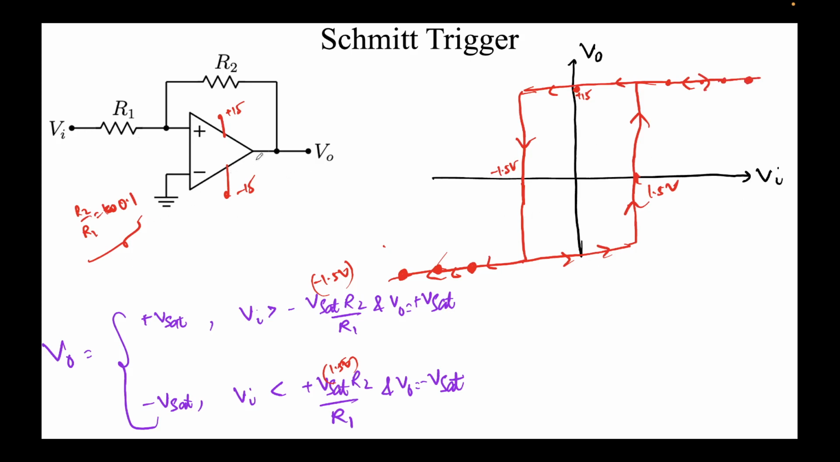Alright, so you can see that the switching from low to high and high to low depends on what was the past. If it was high earlier, the switching will happen at minus 1.5. However, if it was low earlier, the switching will happen at 1.5. This is known as hysteresis. It is as if the system remembers its past. It has some memory. It knows where it was before, and then accordingly it behaves. And this is a useful application to generate signals.